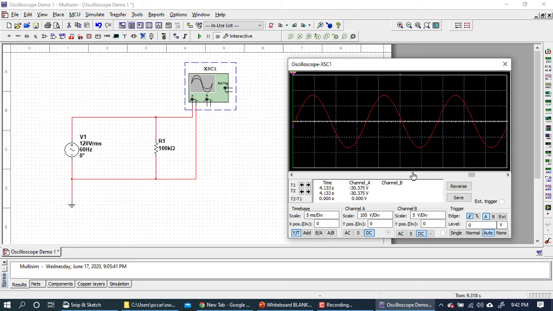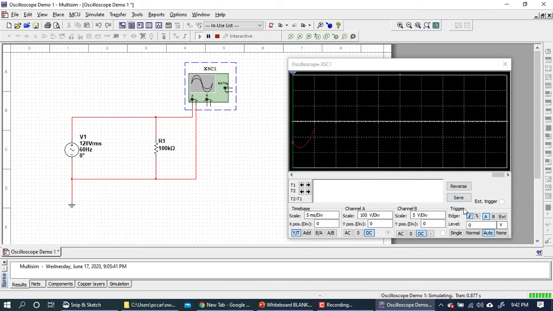And let's see. How are we going to demonstrate this? Let's run the circuit again. There we go. And let's go back to normal trigger, like so. So now the circuit is running, and we are starting at 0 here on the left. And let's show one cycle on the screen. There we go.